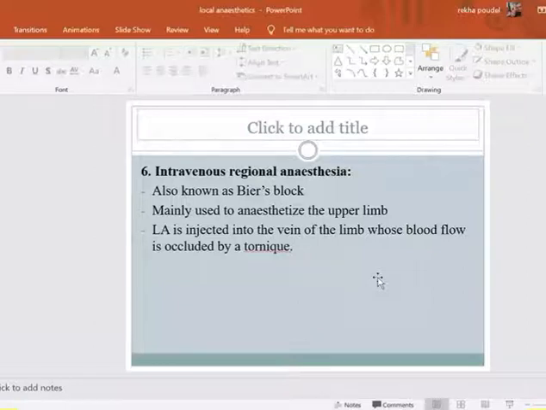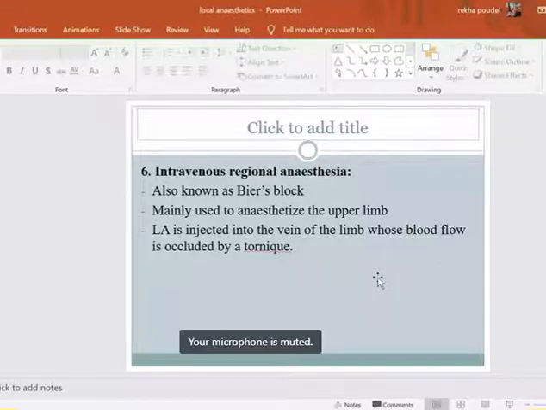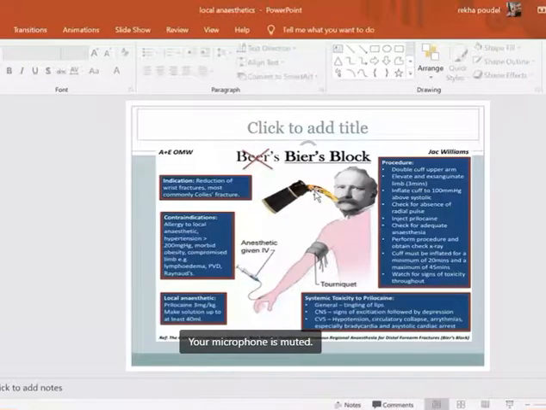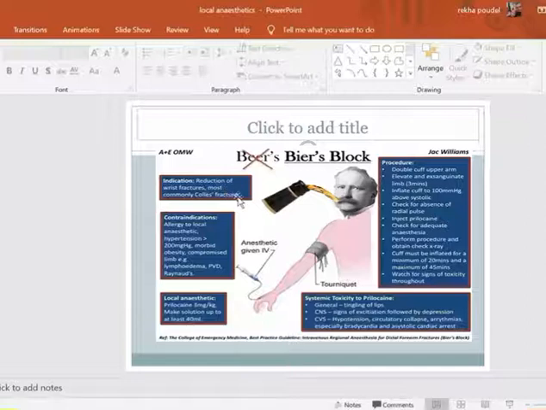the surgery, and local anesthetic is injected directly into the vein of the limb whose blood flow is occluded by the tourniquet. So here you can see Beer's block. It is indicated for reduction of wrist fracture. The most common case where we use Beer's block is Colles' fracture, which is the fracture of the distal end of the radius. To reduce this fracture, Beer's block is commonly used.